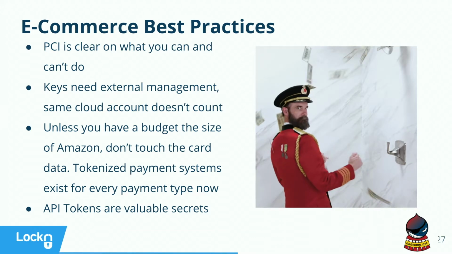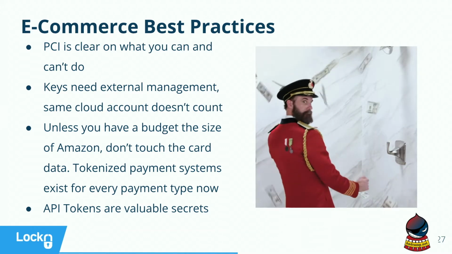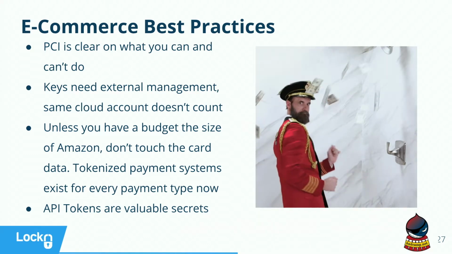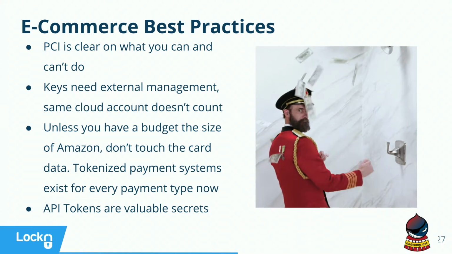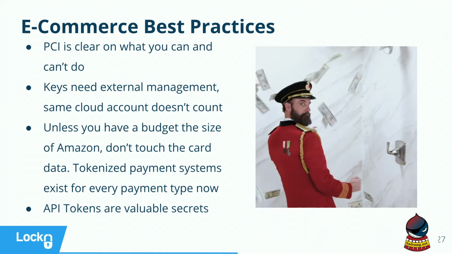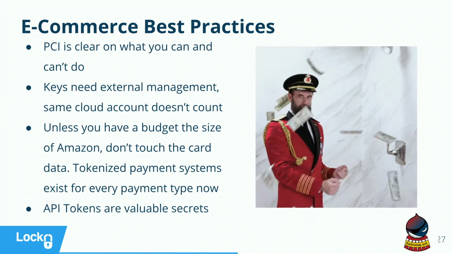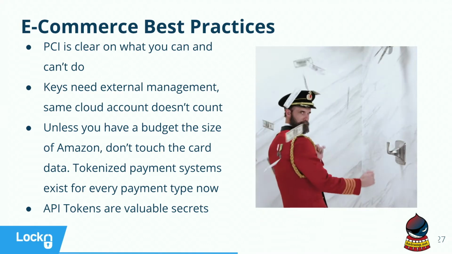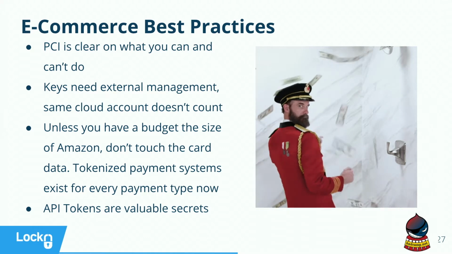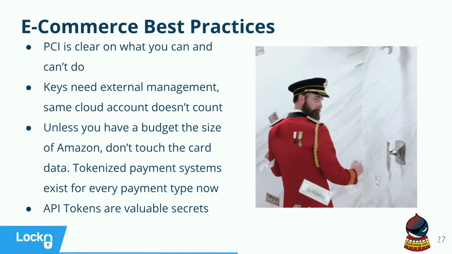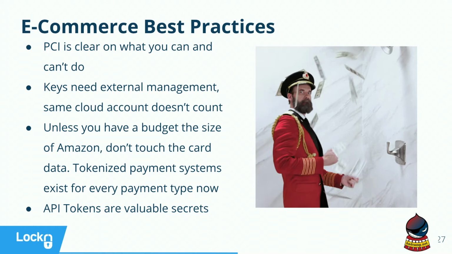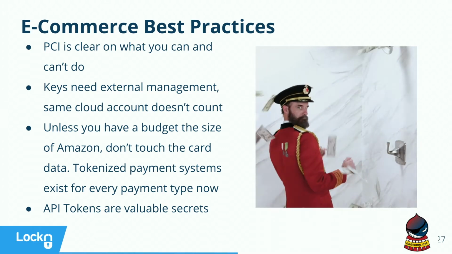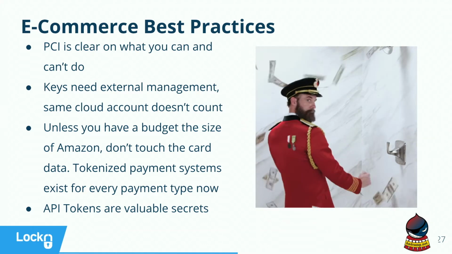And I always like to tell folks, unless you have a budget the size of Amazon, don't touch credit card data, because chances are you're going to do it wrong. Tokenized systems out there now allow the card to be posted directly to the payment provider. The payment provider will give you back a token, and then all you're doing is passing a token back and forth through your system. Your systems never even touch or can touch credit card data. And that's the way to do it. Every single payment provider out there now has tokenized systems, even Authorize.net, which was kind of the last one to hop on the bandwagon. But they now do it.